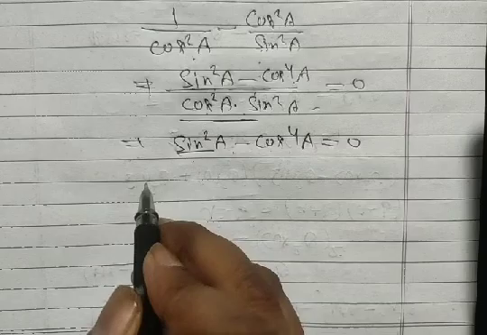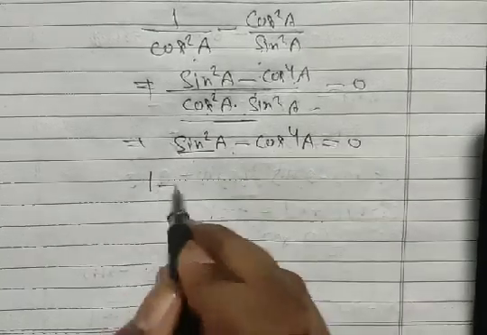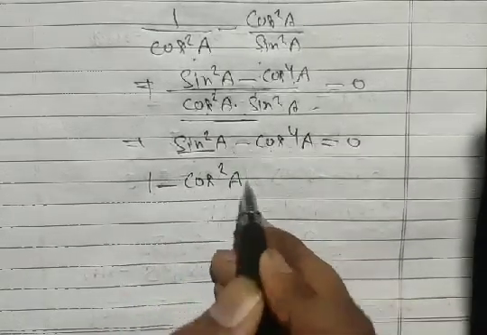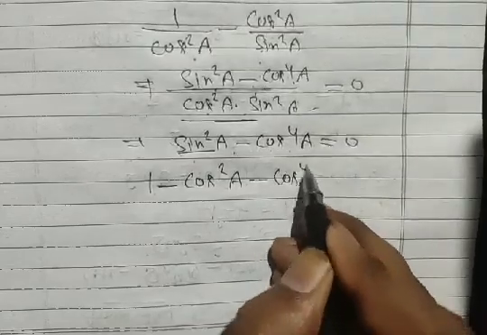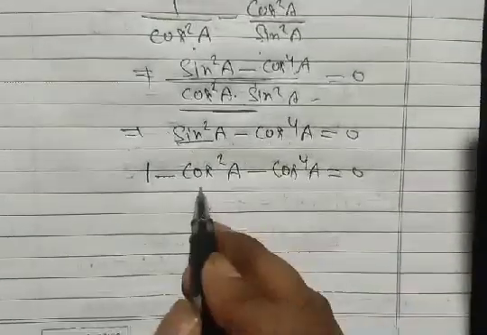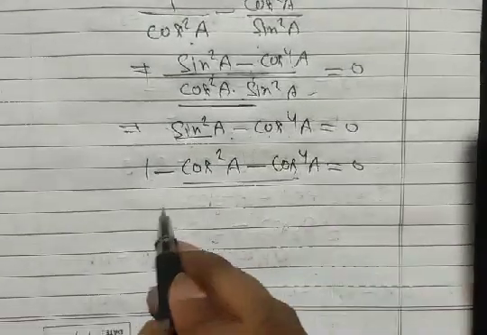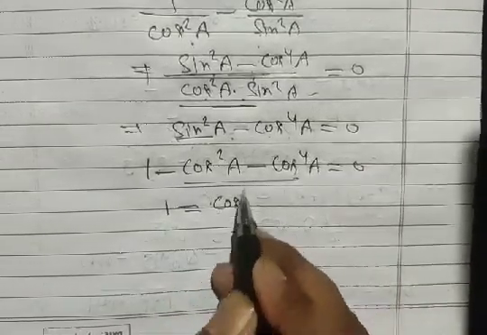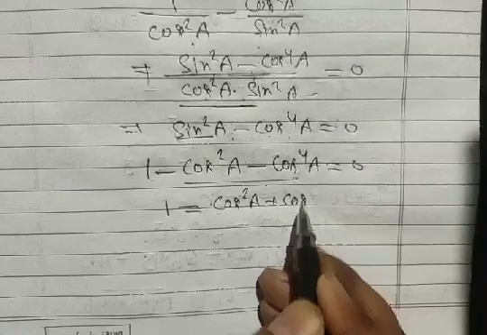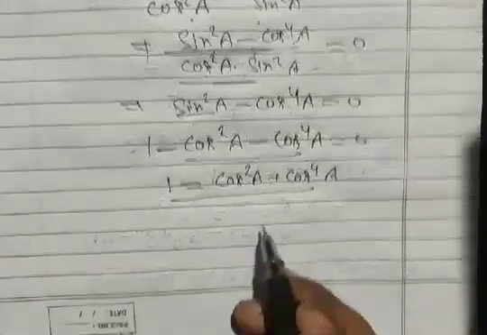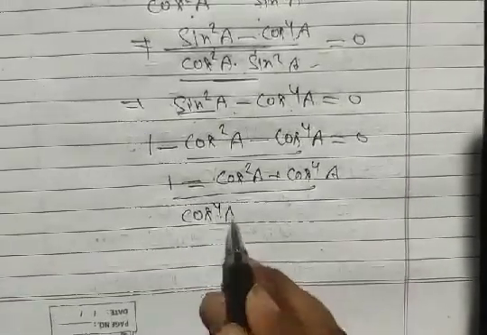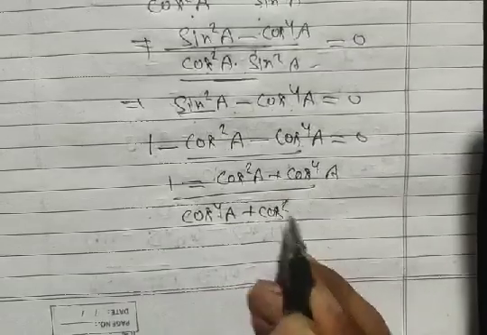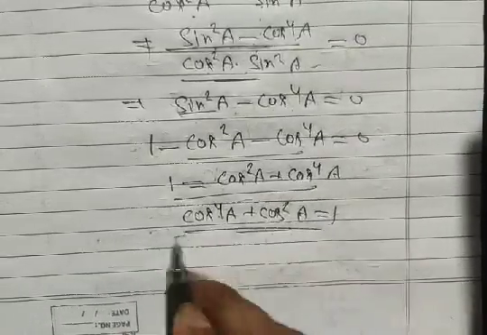Here we are going to use our identity. What is the value of sin square a? We get 1 minus cos square a minus cos to the power 4 a equal to 0. Now shifting this to our right hand side, we have 1 equal to cos square a plus cos to the power 4 a. Also we can write it as cos to the power 4 a plus cos square a equal to 1, which is our required result.